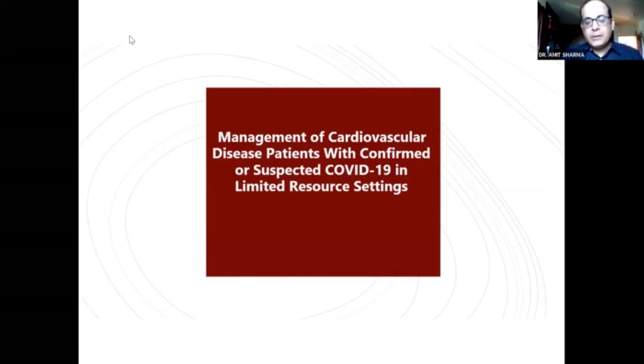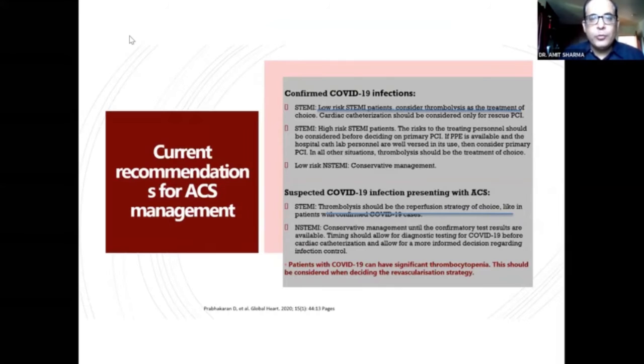Now these were the guidelines that we talked about. What happens in countries like India, and sadly we have been caught off guard, no doubt, the healthcare system we have seen in the last few months, and what happens in our population with rural or urban setting where we have absolutely limited resource settings? What do we do? So these are the kind of guidelines: if it's a low risk STEMI patient, you consider thrombolysis as a treatment of choice.